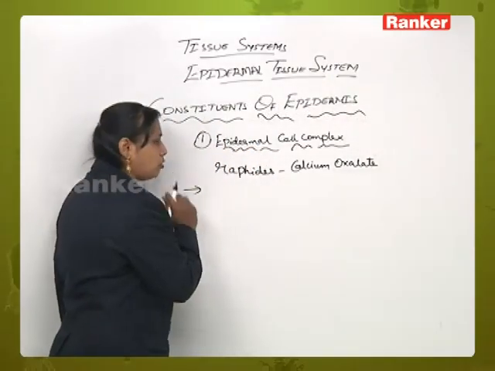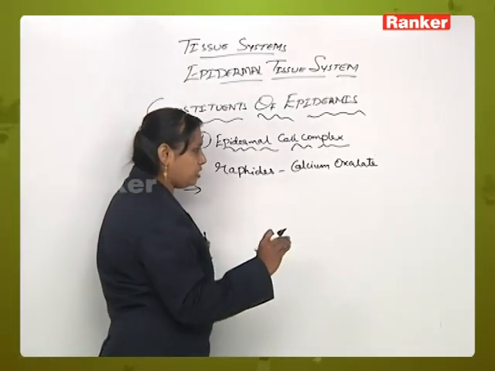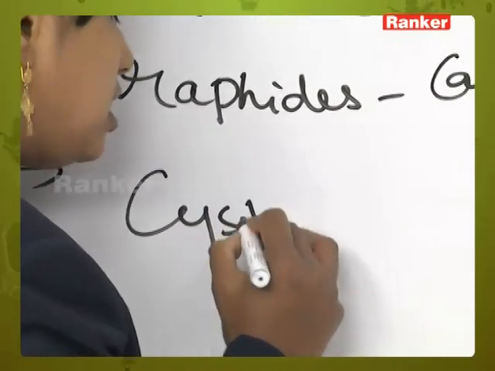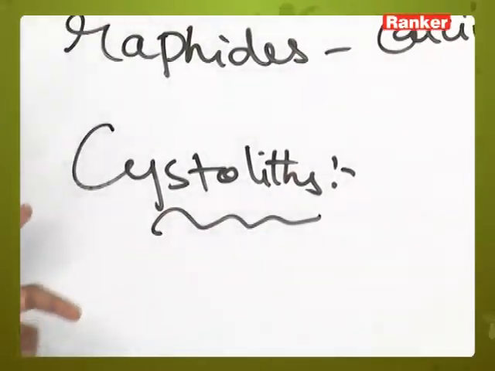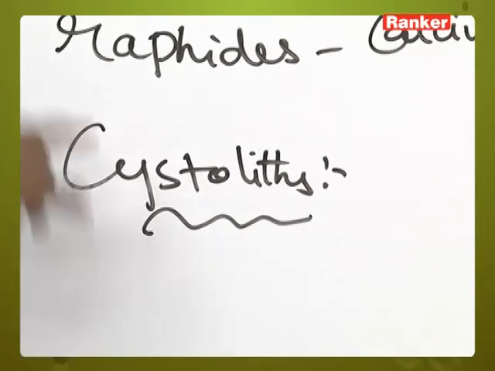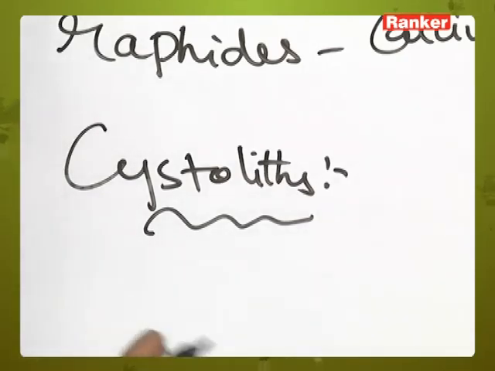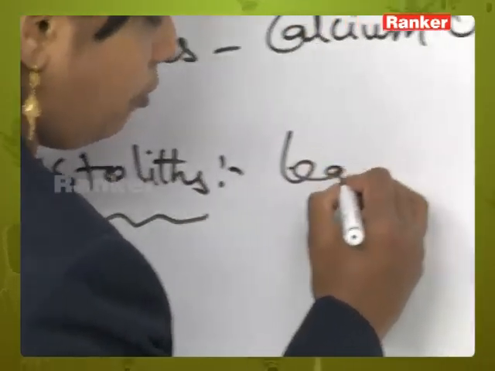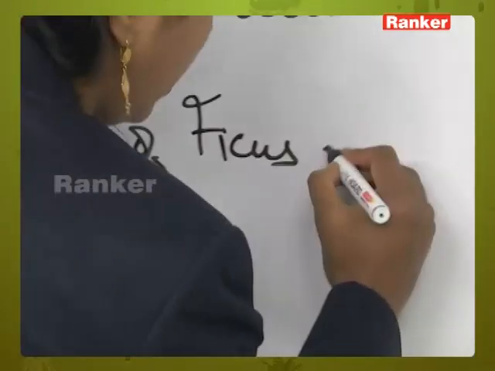In addition, one more special type of epidermal cell complex is present. Those are called cystoliths. What are cystoliths, among the special epidermal cells? One more is there, called cystoliths. As an example of cystolith, we can take the leaves of Ficus elastica.